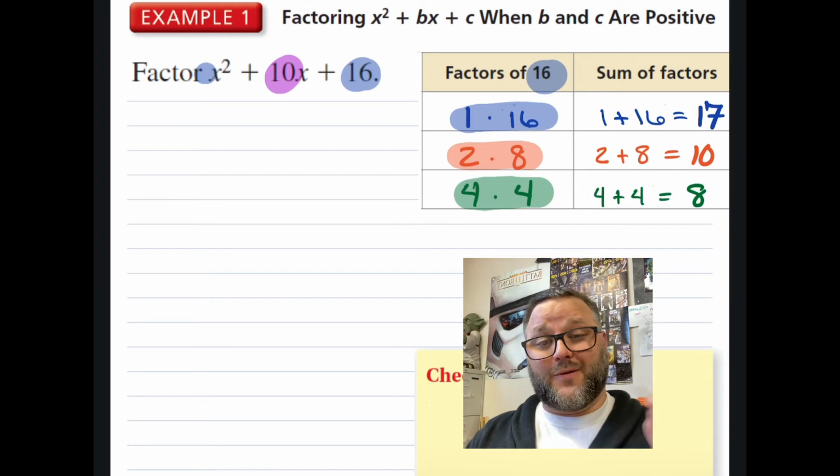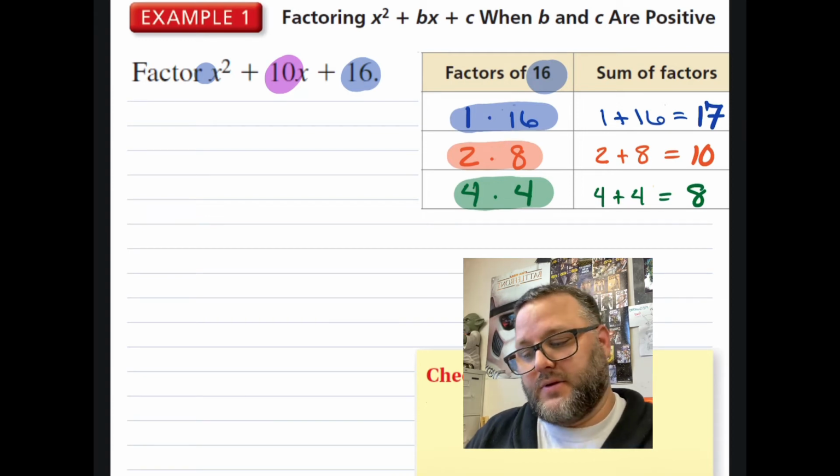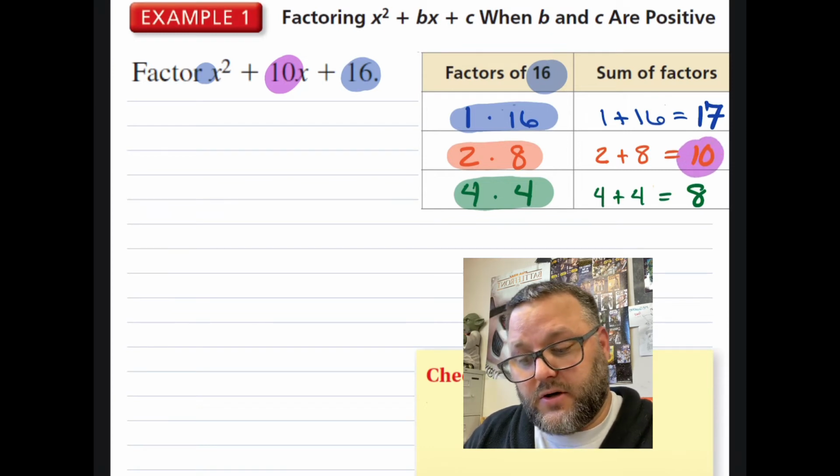because if you remember FOIL, you're going to be multiplying your first and your last, and then you're going to be multiplying your inner and outer numbers there, and then there's some addition that goes on in there. That's where this addition comes from. And what I notice is that 10 shows up in my chart here.